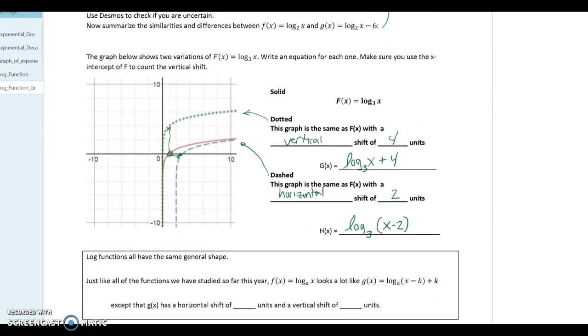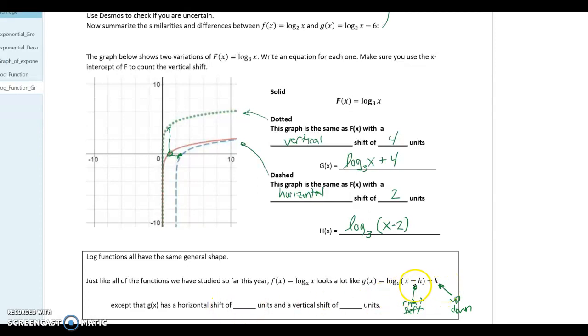Okay, a little summary here. Log functions all have the same general shape, as you see with these three up here. And just like all the other functions we've studied so far this year, we have different adjustments to this. When I look at this part right here, that's going to affect how I move it right or left, but because it's in parentheses, I think opposite. This one right here will move it up or down, and it's not in parentheses, so it does it as it is.